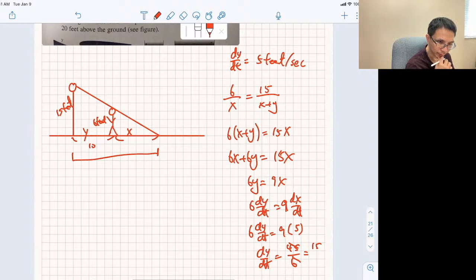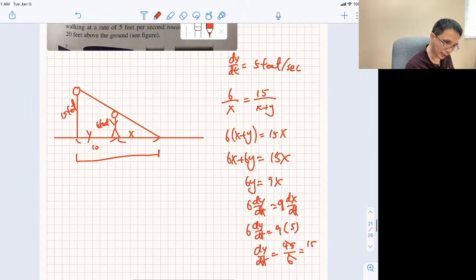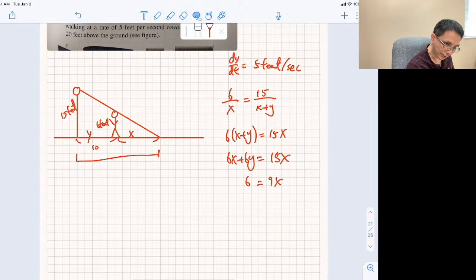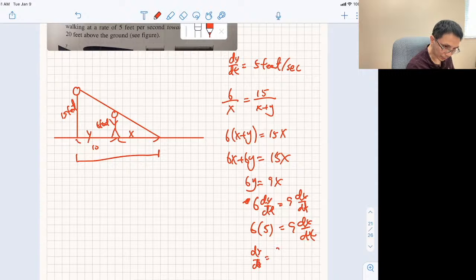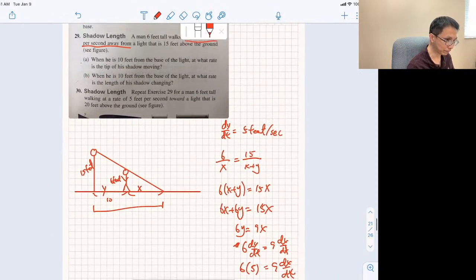Did I do something wrong? Oh, this one is 6y. Isn't dy dt 5 and dx dt what we're solving? Oh, dy dt is 5, my bad. So it'd be 6y, so 6 dy dt is equal to 9 times dx dt, and 6 times 5 is equal to 9 dx dt, and then dx dt is equal to 30 over 9, which is 10 over 3.